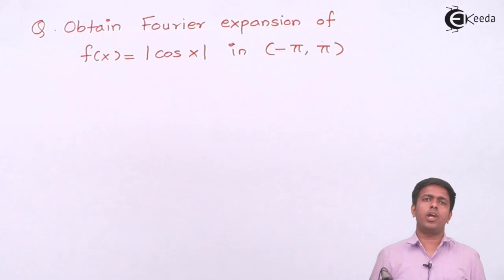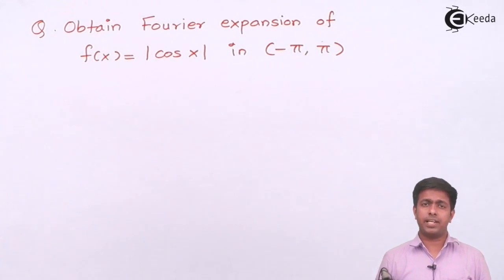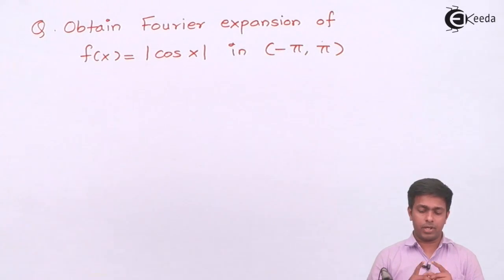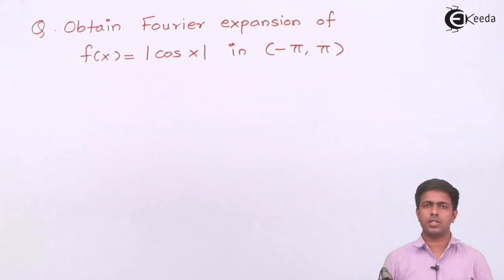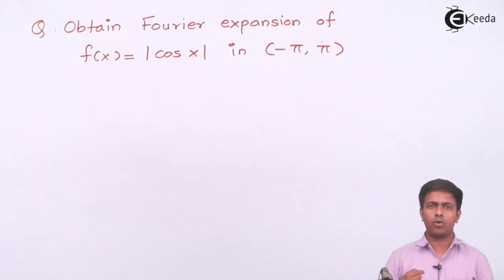Students, so now we are going to solve a numerical, that is to find out the Fourier expansion of f of x equal to mod cos x in minus pi to pi. So guys, be careful because the function is inside the mod cos x. You must be thinking that it's very simple, we can use cos x directly, then you are making a mistake, because we can find out the integration of cos x but not of mod cos x.